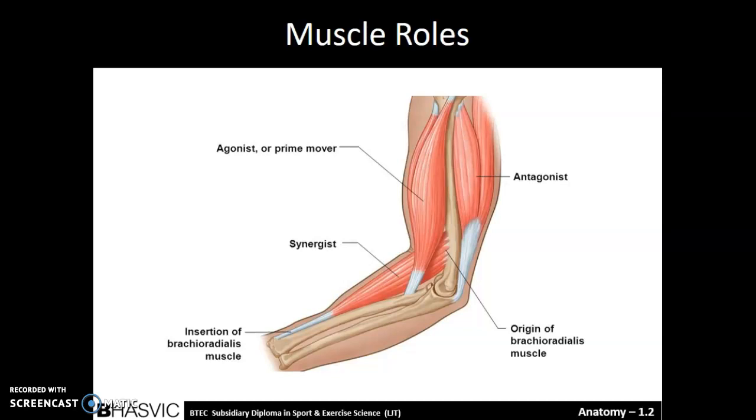The origins and insertions are just attachment parts of muscles where the origin doesn't move when a muscle is contracting. Then the insertion does move when the muscle is contracting. This is to support our body when movements are being made. Therefore, doing a sport such as weightlifting will involve all these roles.